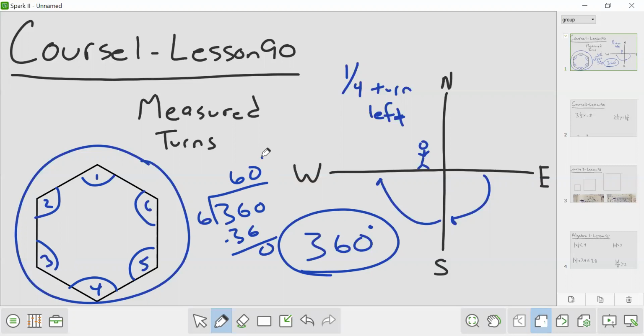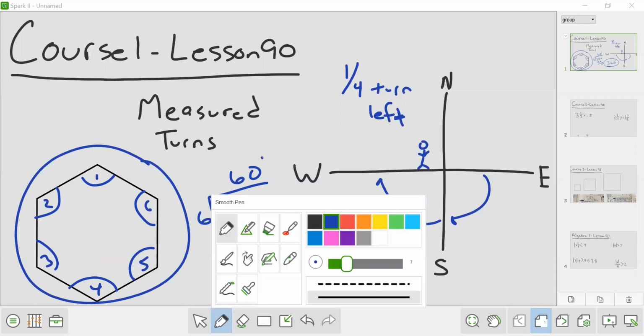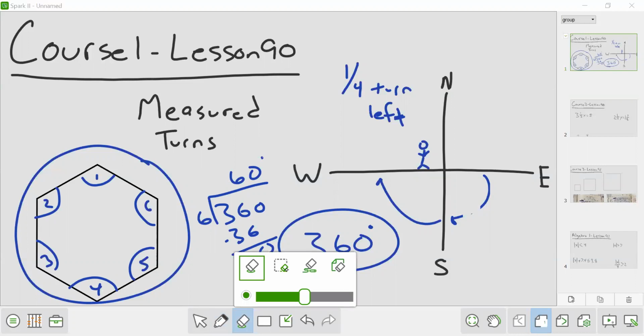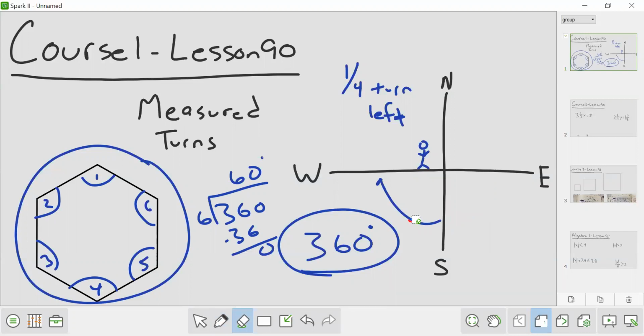And if you do your practice problems, that's all they're asking you to do. You just have to remember that if you're going to go all the way around, it's 360. Here, let me do you one other one. I'm going to erase these parts right here.